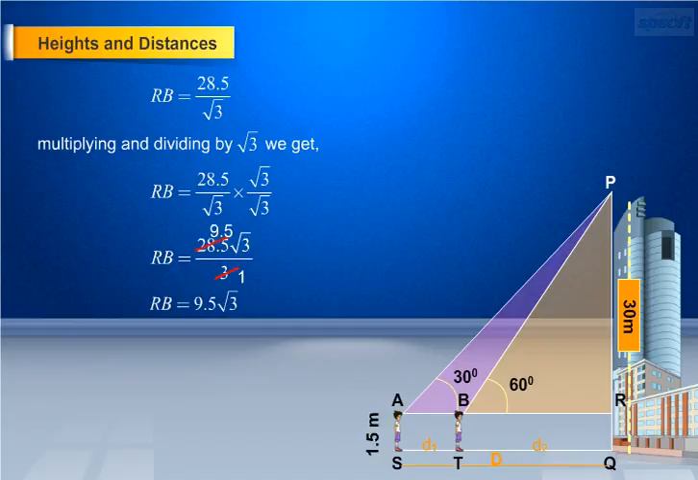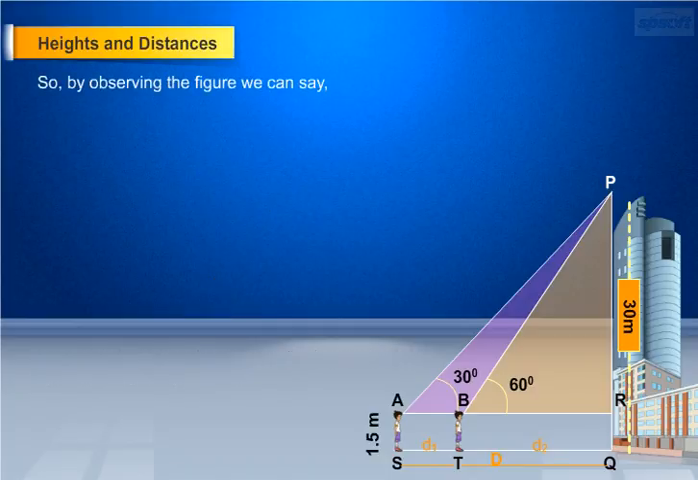Let us now determine the distance the boy walked towards the building, that is, ST. So, by observing the figure, we can say ST equals AB equals AR minus BR. We know that AR equals 28.5 root 3 and RB equals 9.5 root 3. Therefore, we get ST equals 28.5 root 3 minus 9.5 root 3. This implies that ST equals 19 root 3. Therefore, the distance which the boy walked towards the building is 19 root 3 meters.